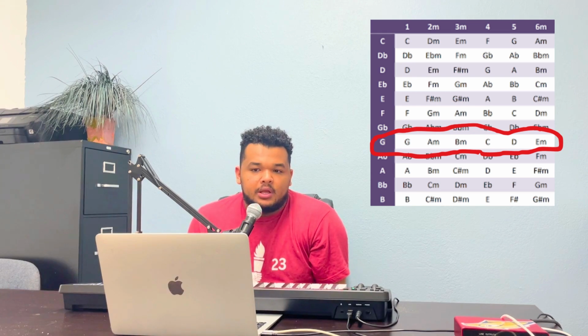So the numbers are based on the key you're in. So if you're in the key of G, your one chord is always going to be the key that you're in. So if you're in the key of G, G is your one chord. That's pretty simple enough. And so in the major key, your 2 chord, your 3 chord, and your 6 chord are always going to be minor, okay? In a major key, the 2, 3, and 6 are going to be minor.